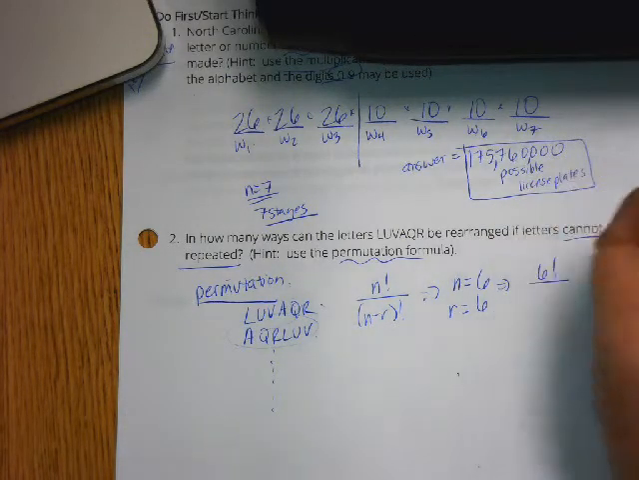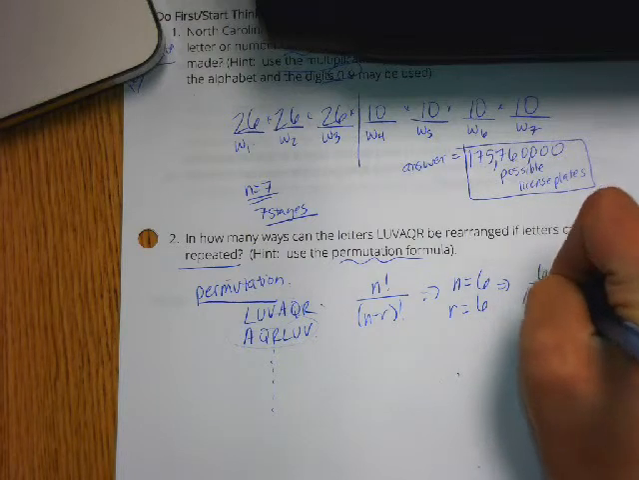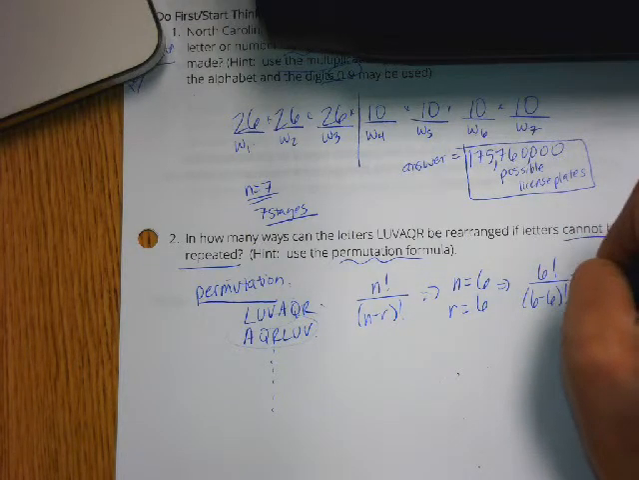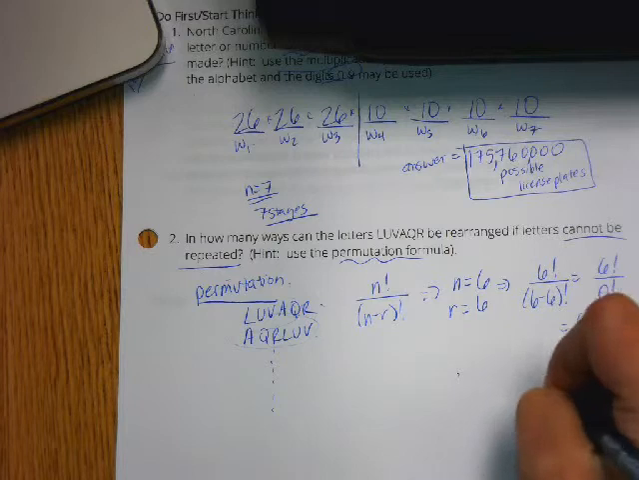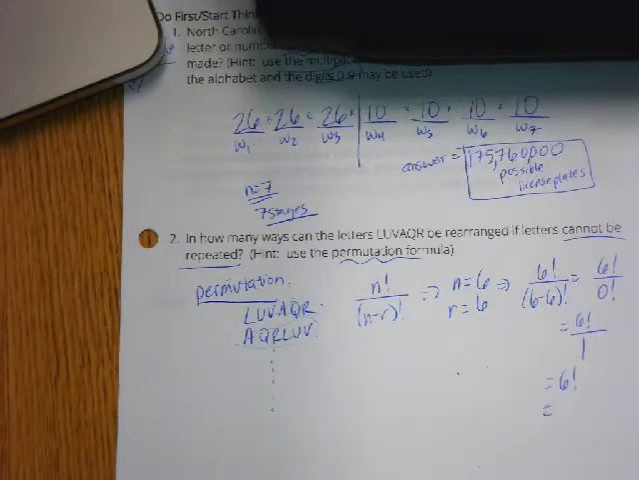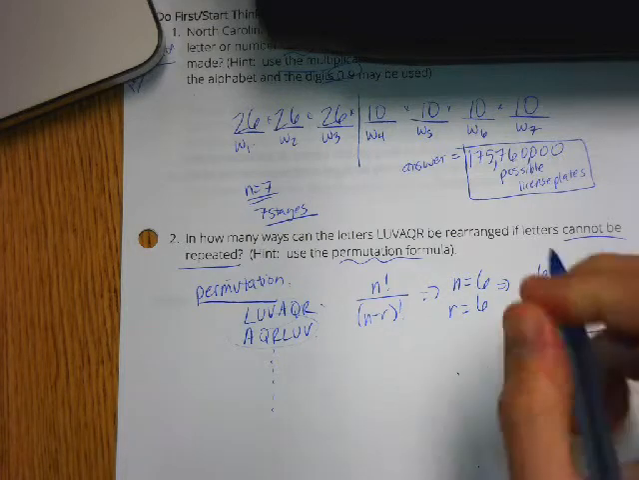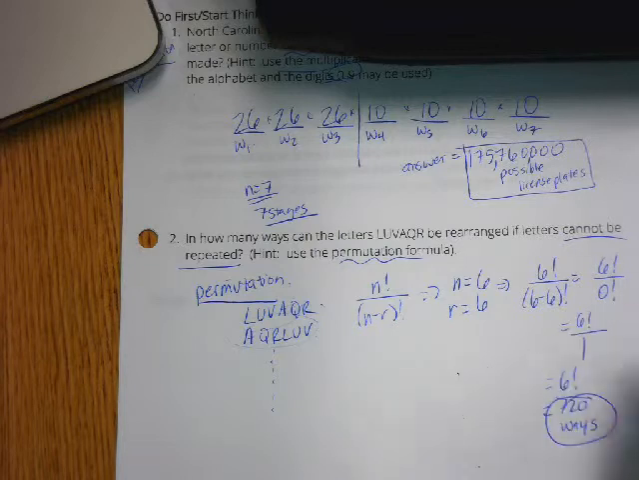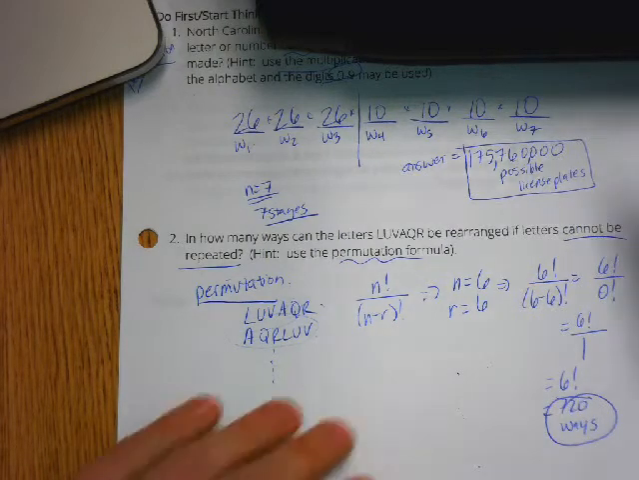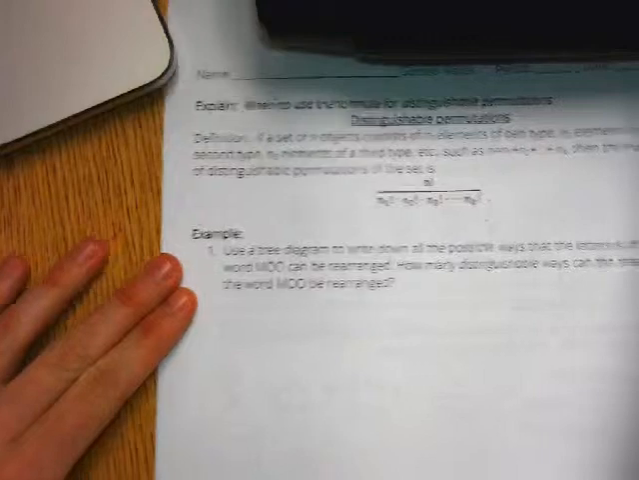So let me plug it in. 6 factorial divided by 6 minus 6 factorial. 6 factorial divided by 0 factorial. 0 factorial is equal to 1, so this reduces to 6 factorial, which is 720 ways. So let's go ahead and look at this example on the next page.